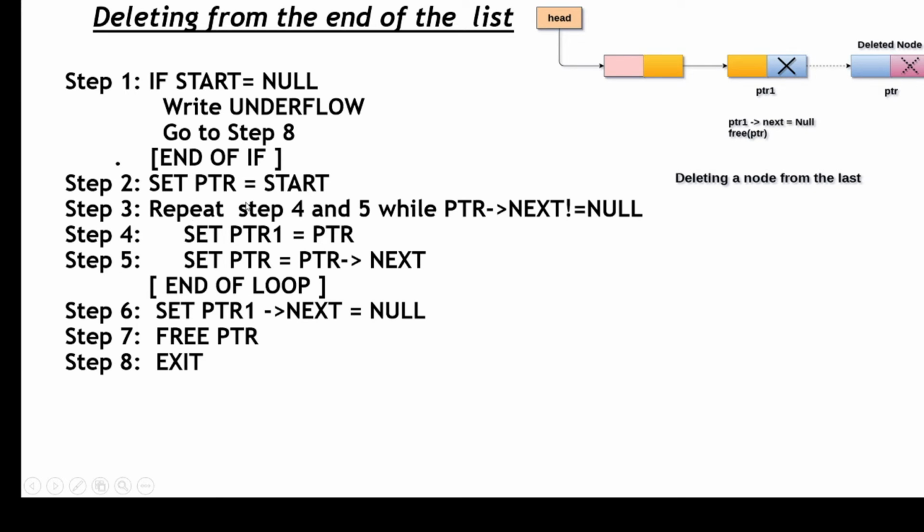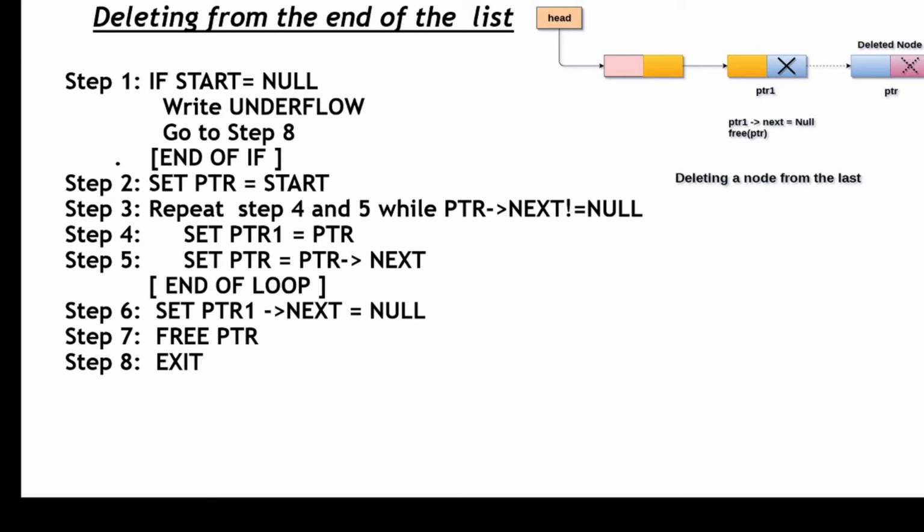Else set pointer equals start. Here pointer is a temporary variable that is used to store the starting address. In step 3, repeat steps 4 and 5 while pointer next node does not equal null. Here, by the pointer variable we can traverse through the list and get the node having next part equal to null, that is the last node in the list.